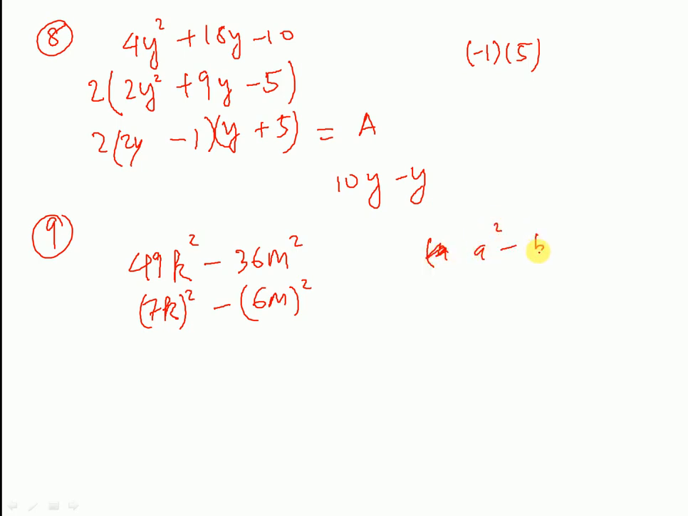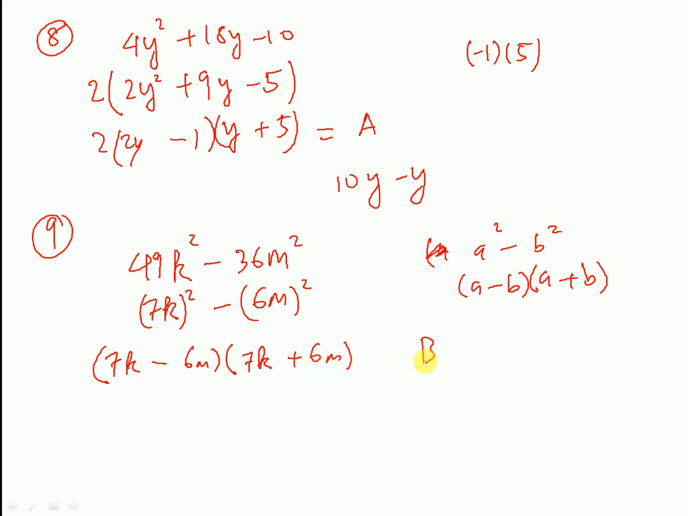And remember, that's the formula, a squared minus b squared equals a minus b times a plus b. This thing is a squared, this thing is b squared, so I can rewrite it as a minus b. A is 7k, b is 6m, and then multiply by a plus b, where a is 7k and b is 6m.